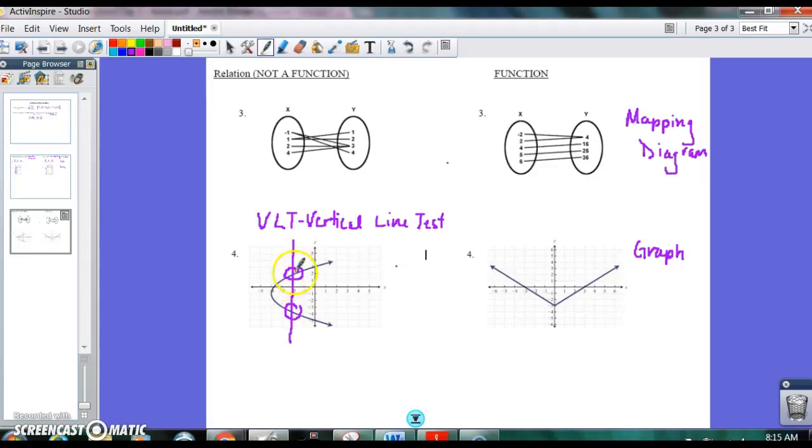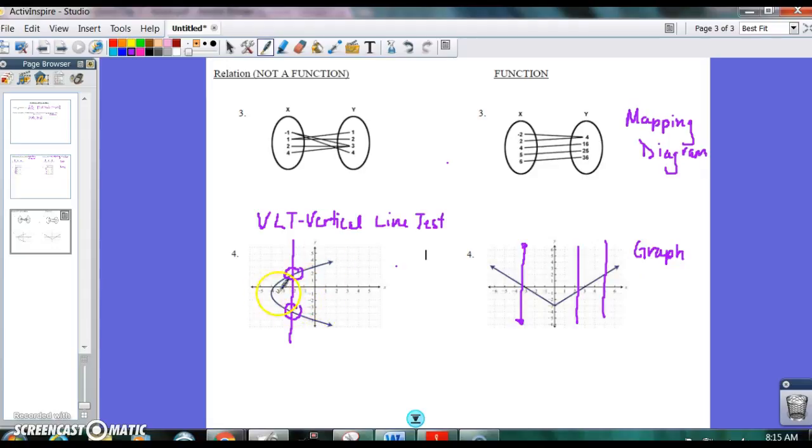In this case, I drew a vertical line here and I intersected the graph twice. So that's not a function. Over here, I can draw a vertical line anywhere. It doesn't matter where I draw it. Every time I draw a vertical line, I only intersect the graph once.